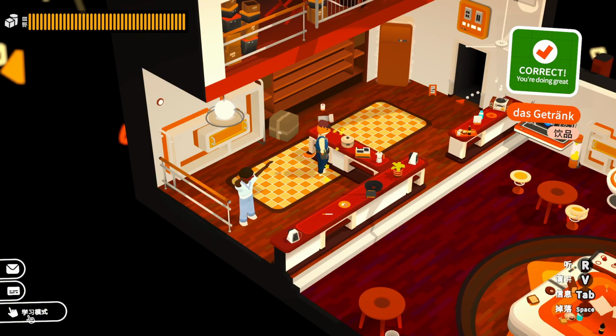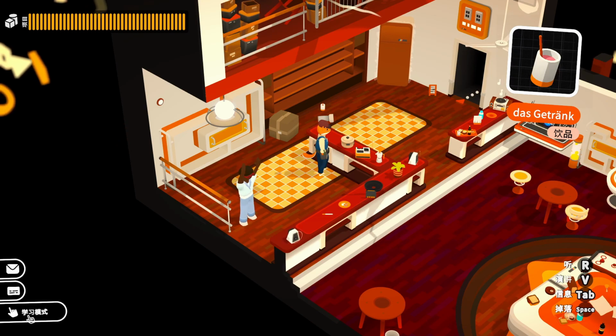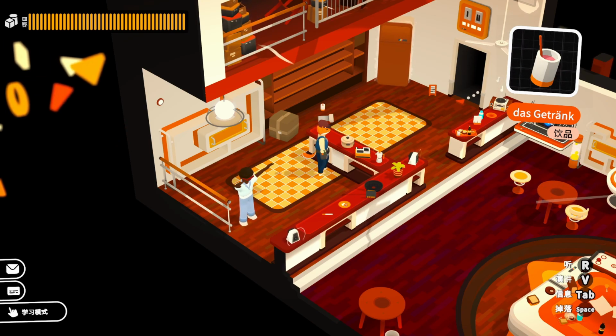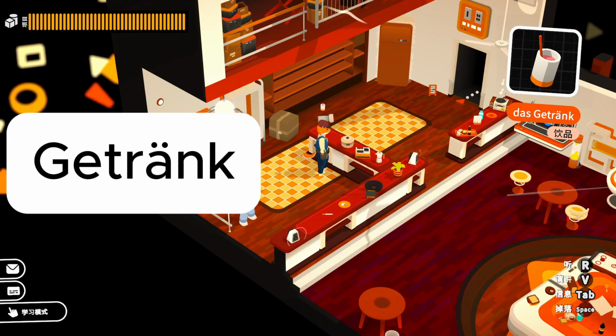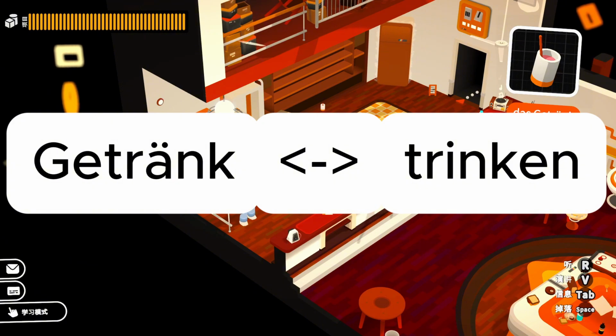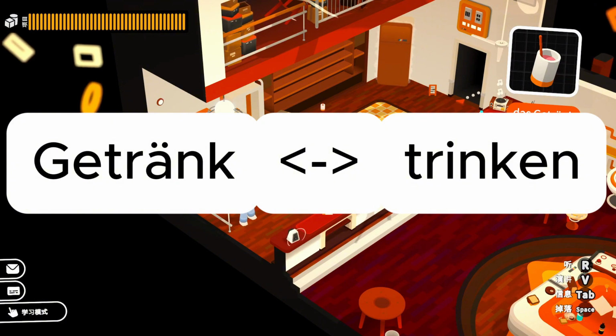Well, first of all, the syllables are not separated correctly. Second, there is a prefix in this word. So Getränk comes from trinken, which means to drink. Usually, when you know the verb trinken, you will not forget the meaning of Getränk. However, Noun Town doesn't give us this chance to learn.